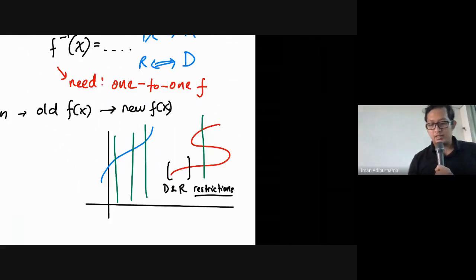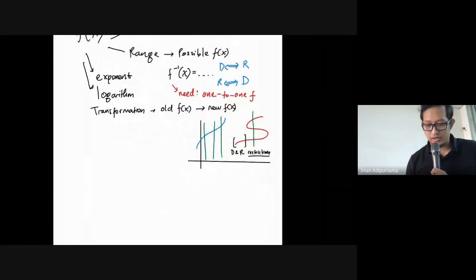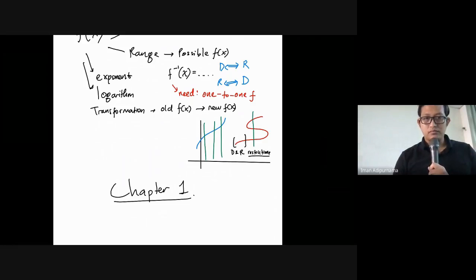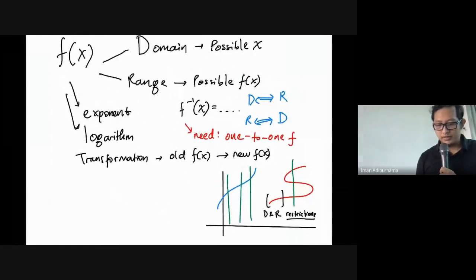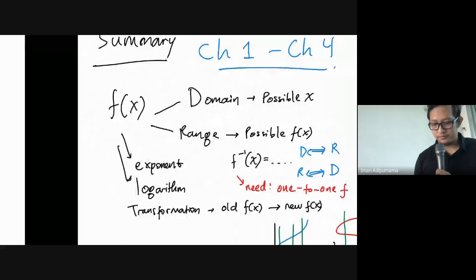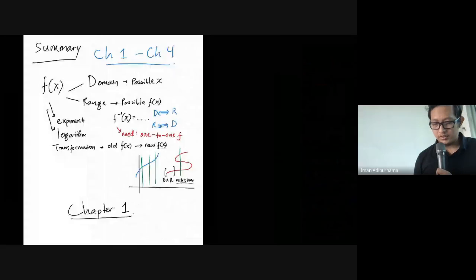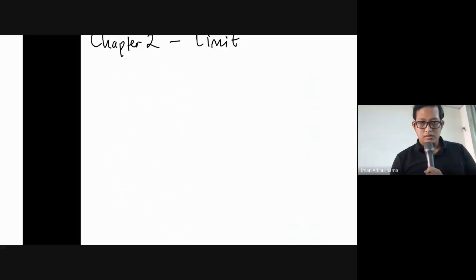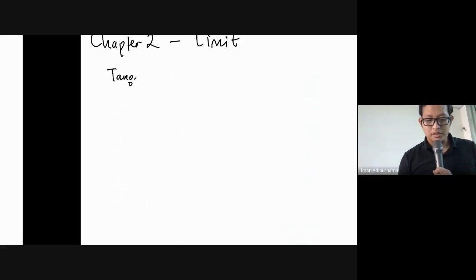Okay, I think that's chapter 1. Now, chapter 2 is the limit. For limits, we start from the tangent and the average rate of change.